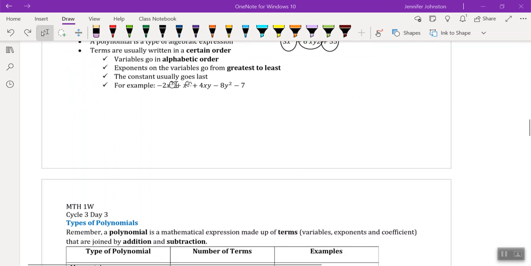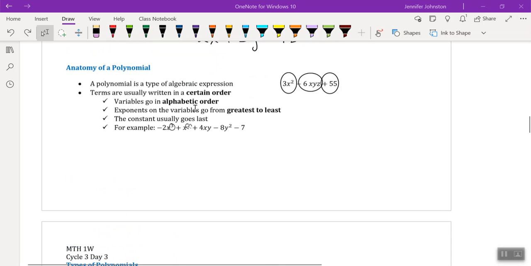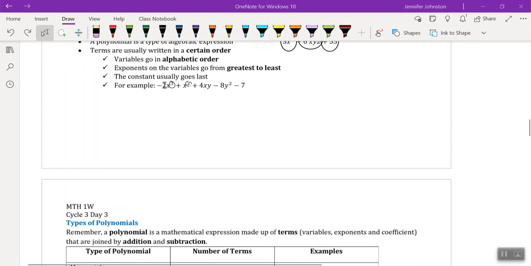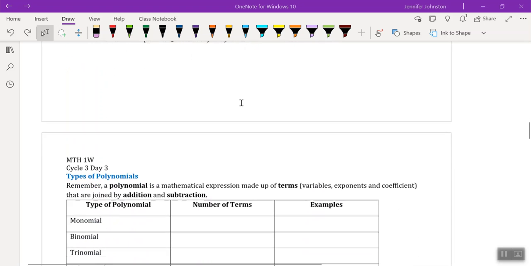So for instance, we have negative 2x cubed plus x squared plus 4xy minus y squared plus 3. So you can put them in order like that. Really, it doesn't matter. We do like our constants last, but technically they could go anywhere. That's just for syntax or prettiness, that we like to have it going from biggest to smallest.